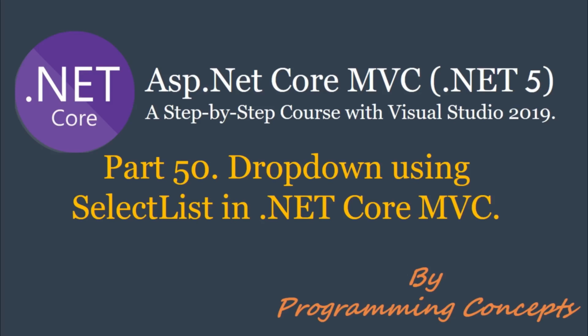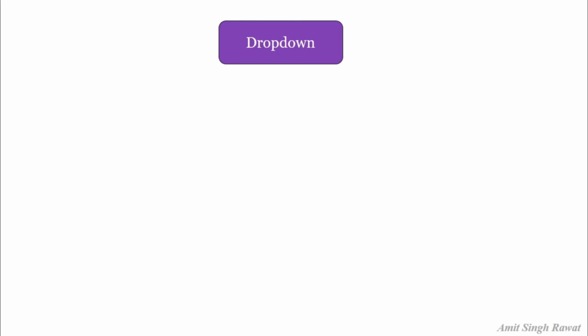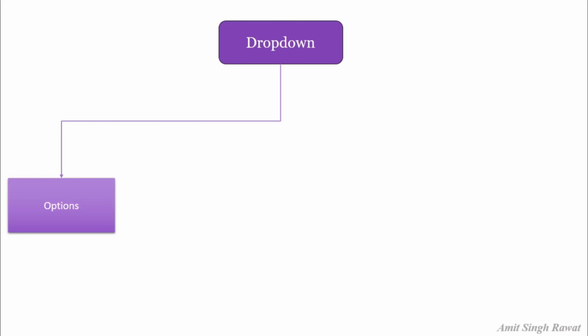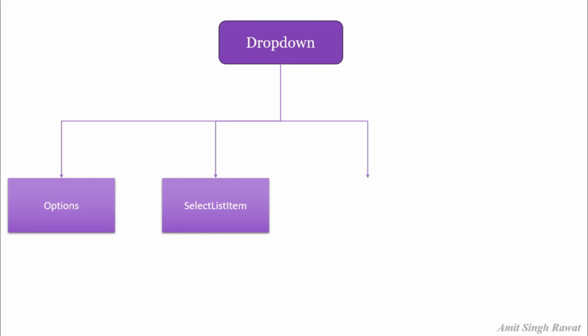In this video, we will learn how to create a dropdown with the help of SelectList in .NET Core MVC. This is a continuation of part 49, dropdown using SelectListItem in .NET Core MVC. So please watch it before proceeding with this one. I shared the link in the description. In our previous videos, we have created a dropdown with the help of option tag within select element and also with SelectListItem. In this video, we will explore how to create a dropdown with SelectList.